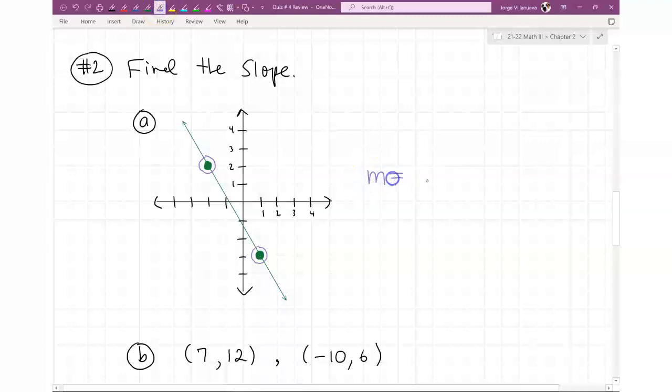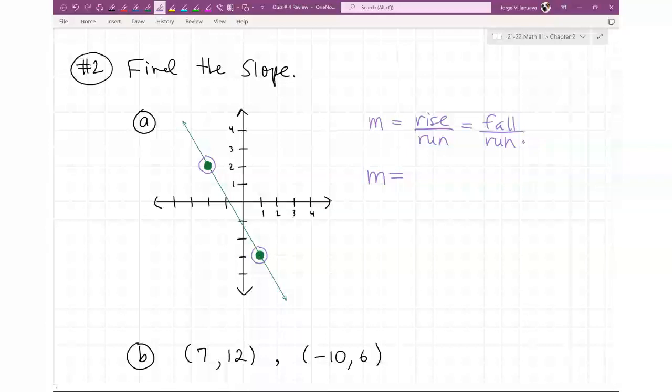So my slope, I got to go from this point here to this point here. Always from left to right, okay? I got to go from the top point to the bottom point. So do I have to rise or fall? Remember, your slope is rise over run, right? Or maybe fall over run. So do you go up or down to go from the point on the left to the point on the right?